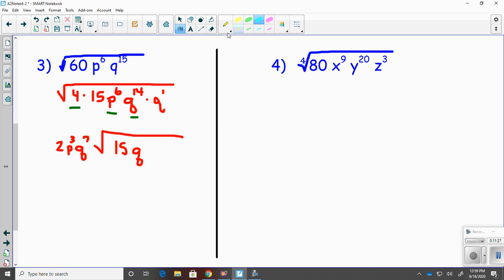Making sure I didn't leave anything out here. Got all my pieces. That is simplified radical form.